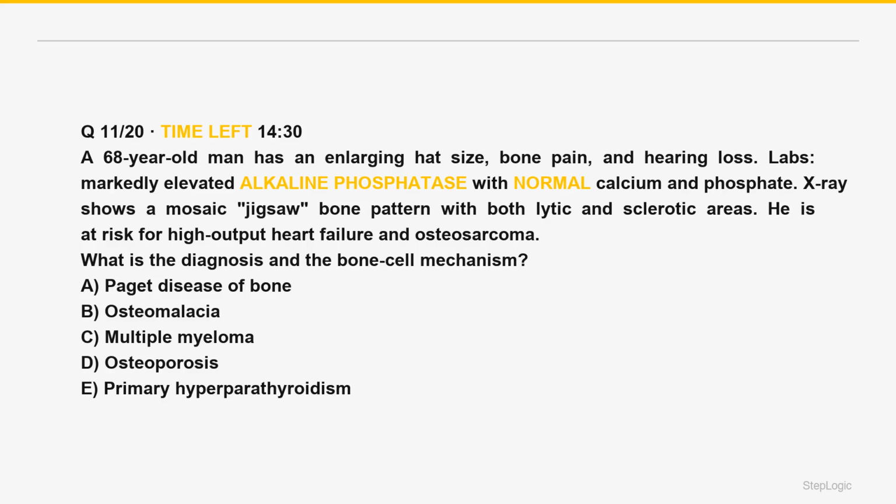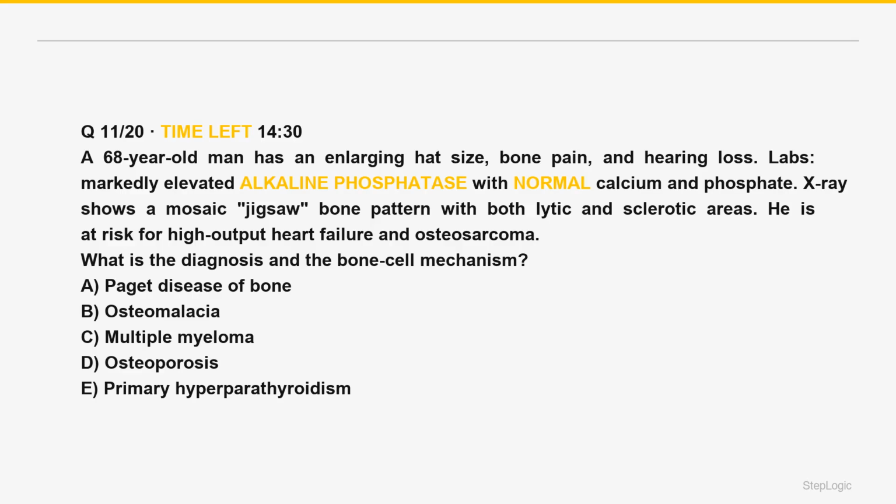What is the diagnosis and the bone cell mechanism? A 68-year-old man has an enlarging hat size, bone pain, and hearing loss. Labs show markedly elevated alkaline phosphatase with normal calcium and phosphate. X-ray shows a mosaic jigsaw bone pattern with both lytic and sclerotic areas. He is at risk for high-output heart failure and osteosarcoma.